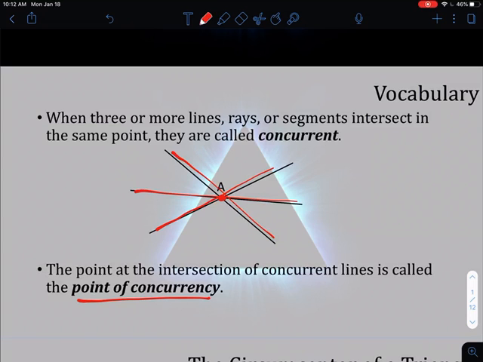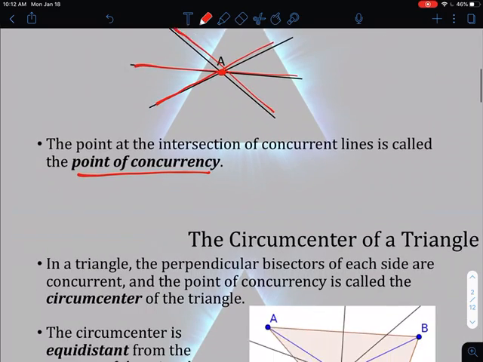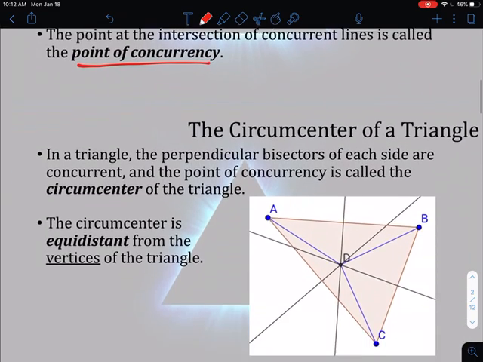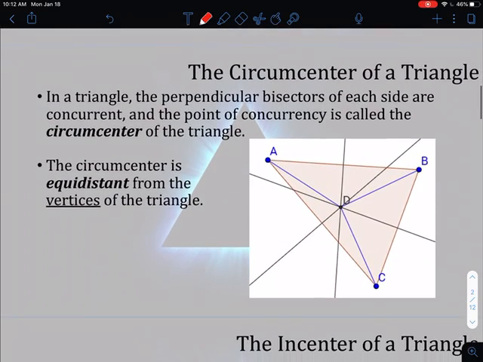What's going to be special about that point of concurrency is that we're going to talk about different types. The first type is called the circumcenter of a triangle. Now what you want to be able to do here is match each center. We're going to talk about some different centers within the triangle, and we want to match those centers up with what's creating them, so what type of segments are creating these particular centers.